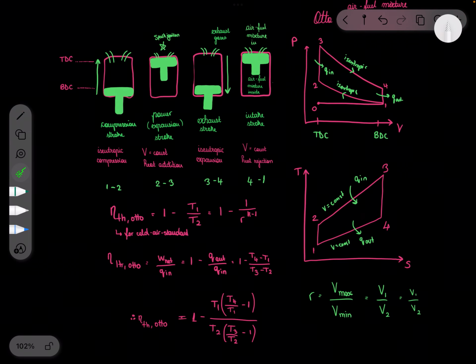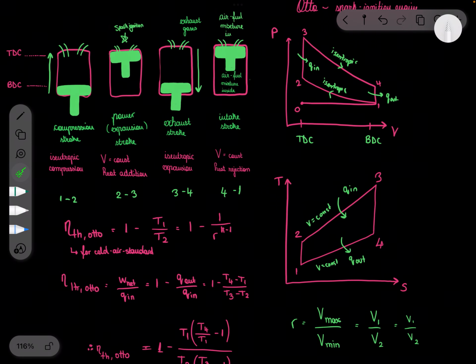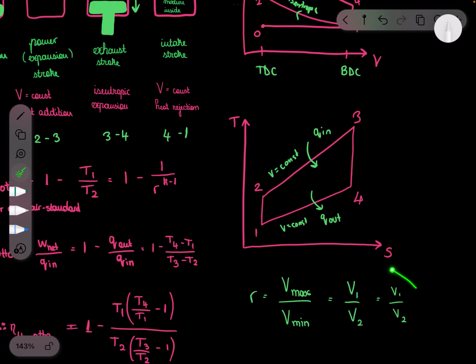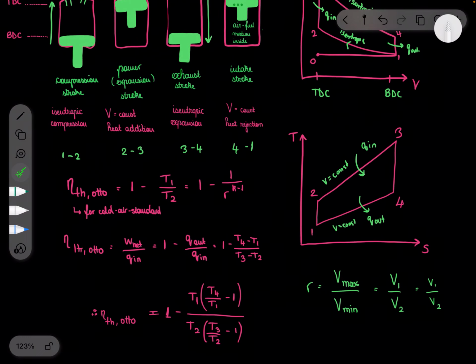Yeah. And finally, compression ratio. This is the maximum volume over the minimum volume. In this case, our maximum volume occurs at 1 and our minimum volume at 2. Or you could also write volume at 4 over volume at 3, because you see bottom dead center over top dead center, same thing. And you can also write it in terms of smaller v's, so per unit mass, v1 over v2. That's the compression ratio.